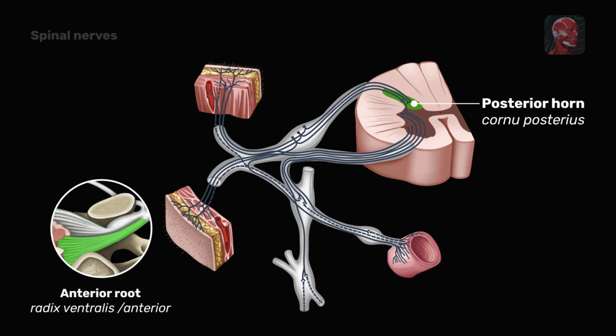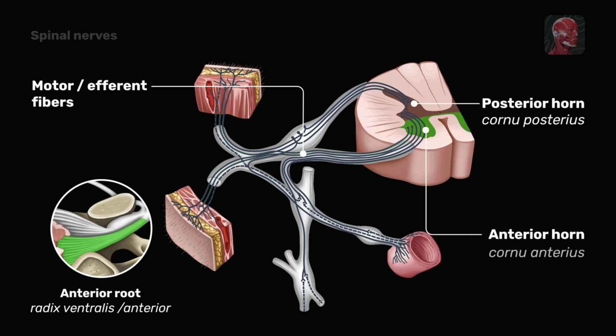The anterior root consists of motor or efferent fibers coming out of the anterior horn of the spinal cord. These fibers carry motor information from the CNS to the target organs, for example, to muscles of the body.